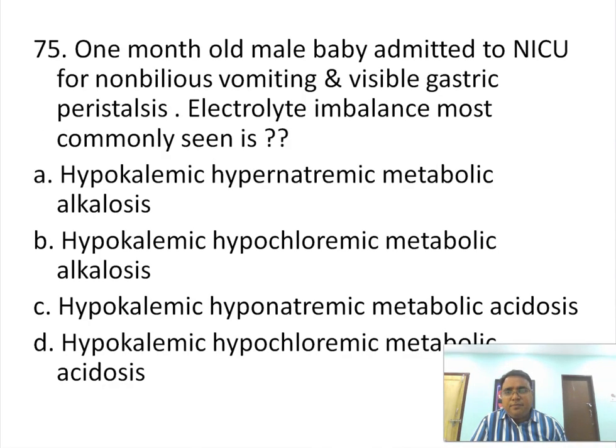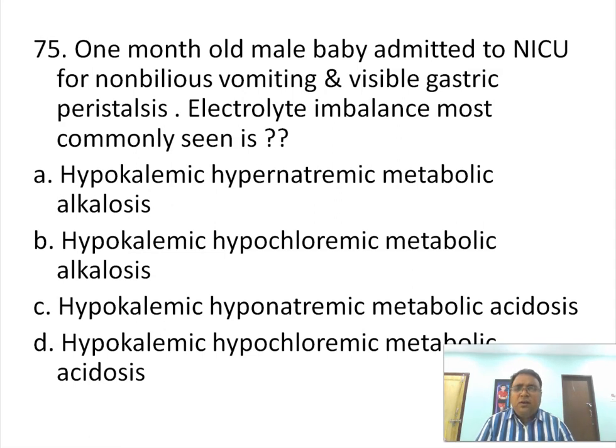Next, a 1-month-old male baby admitted to NICU for nonbilious vomiting and visible gastric peristalsis. We know the answer. The question is, which electrolyte imbalance is most commonly seen in this disease? The disease is CHPS, congenital hypertrophic pyloric stenosis.